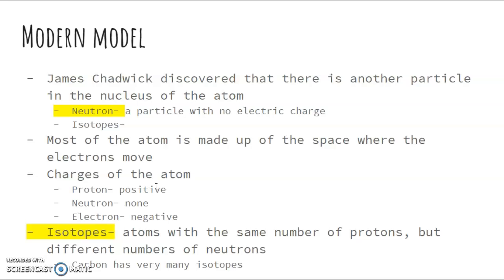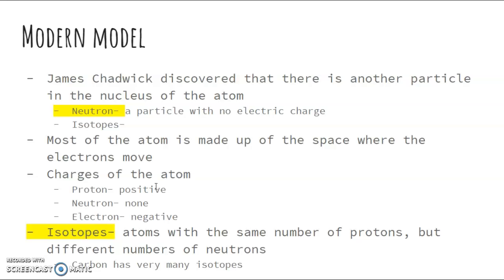Finally, what we have is the modern model. So James Chadwick discovered that there's another particle in the nucleus of the atom. It's called the neutron. It's a particle with no electric charge. Most of the atom is made up of the space where electrons move. So the nucleus is very small. The electron cloud is very big. And the proton has a positive charge. The neutron has no charge. The electron has a negative charge.